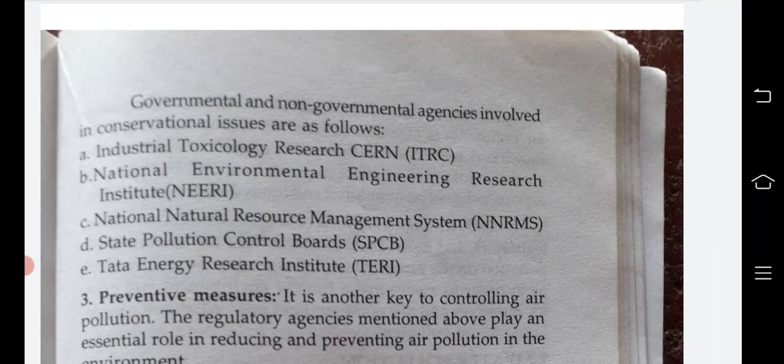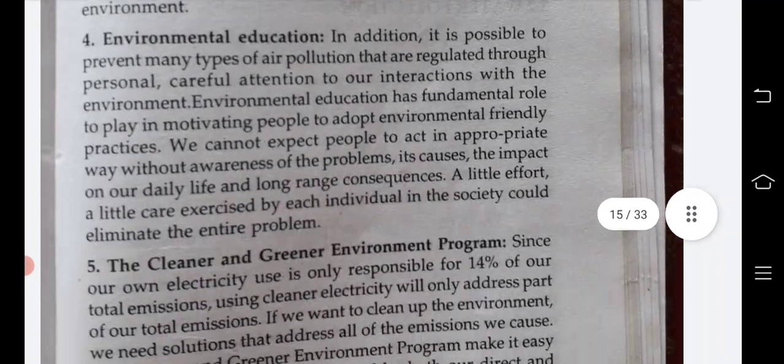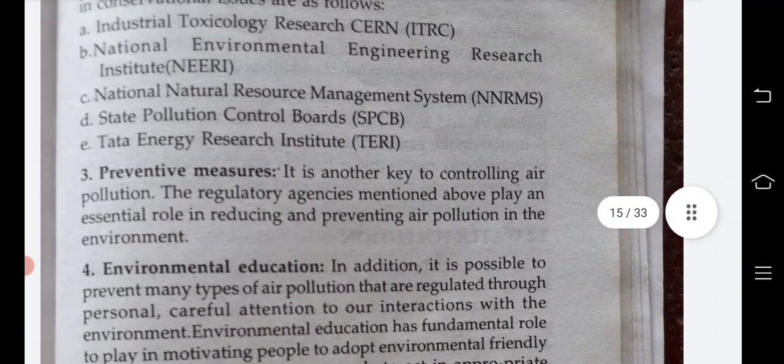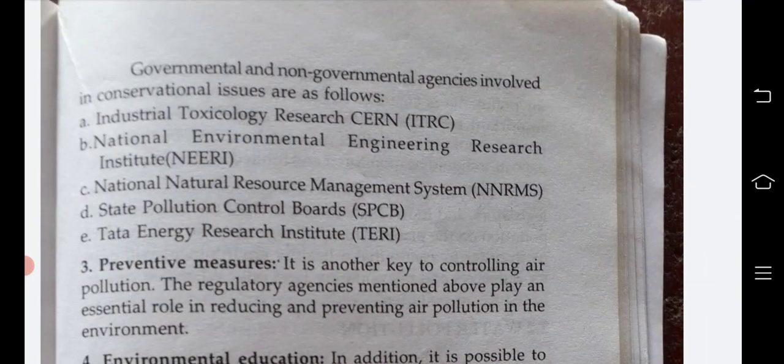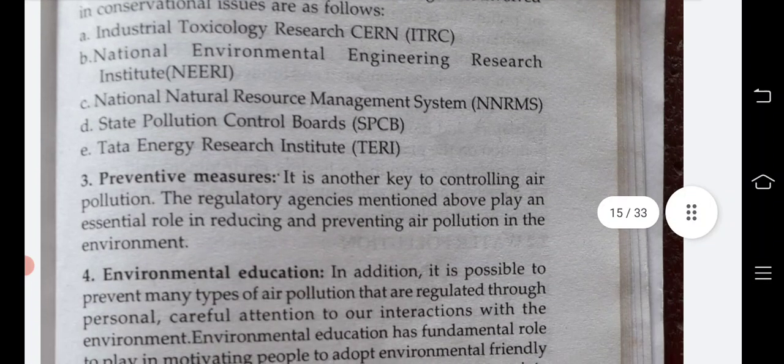Governmental and non-governmental agencies involved in conservation issues are as follows. Which are the agencies involved? There is ITRC, NERI, NNRMS, SPCB, TR. These are bodies which see to it that environmental pollution doesn't happen. Next are preventive measures. It is another key to controlling pollution. The regulatory agencies mentioned above play an essential role in reducing and preventing air pollution.